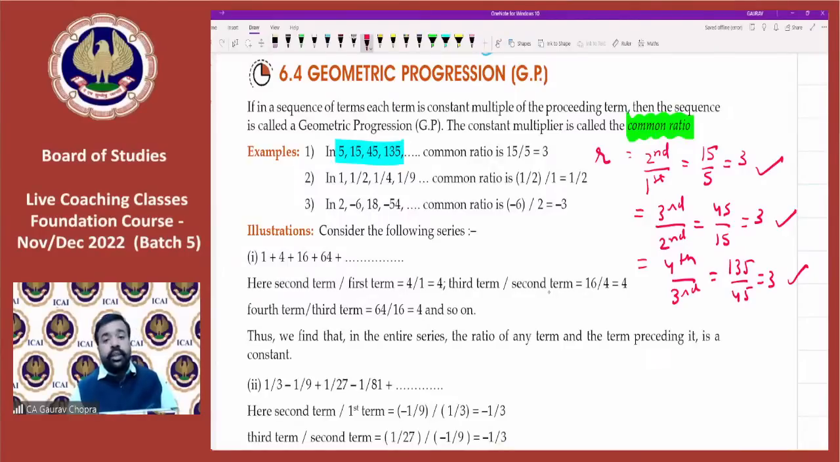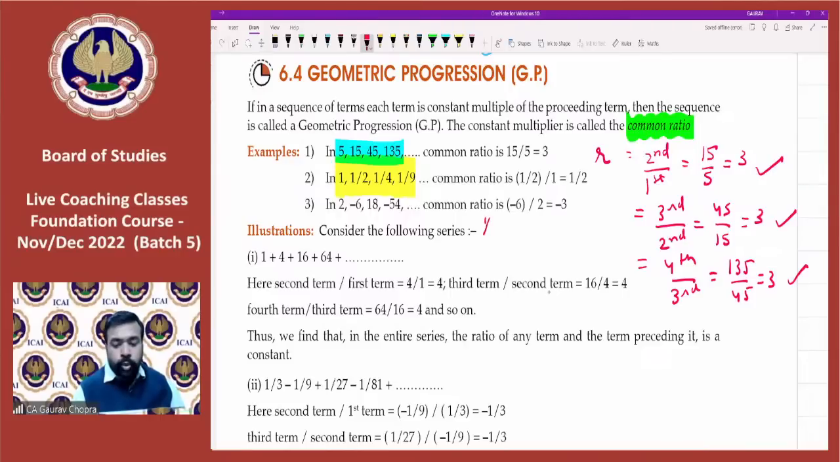Okay, let us check the second series. The second given series is 1, 1/2, 1/4 and 1/9. We have to check whether the ratio is common or not. If we try to divide them and see whether the ratio is common or not, let's see.